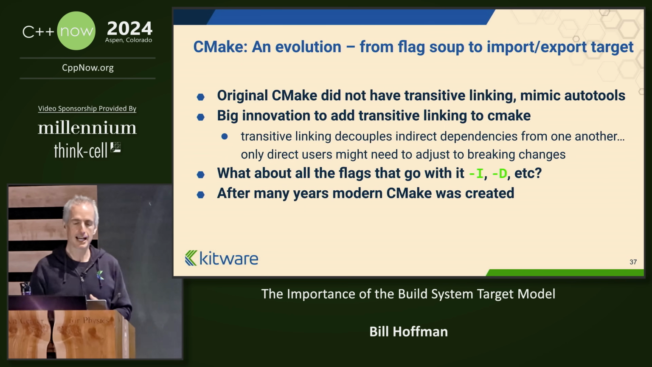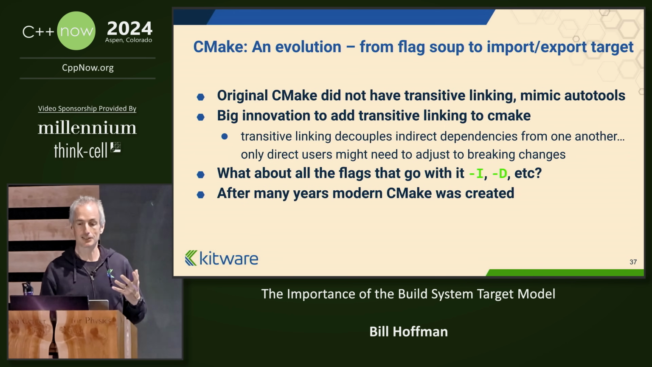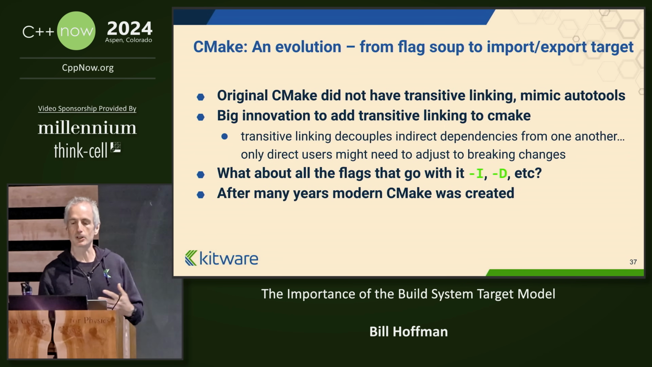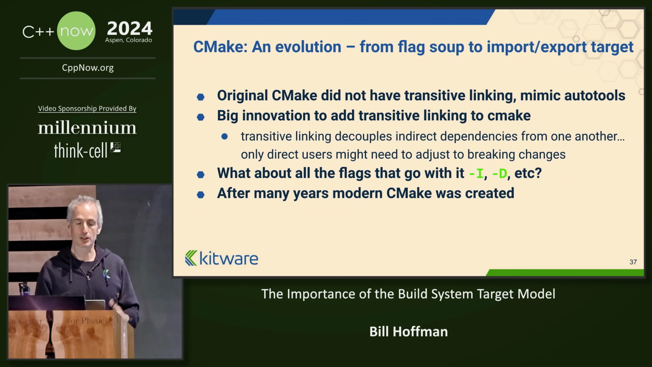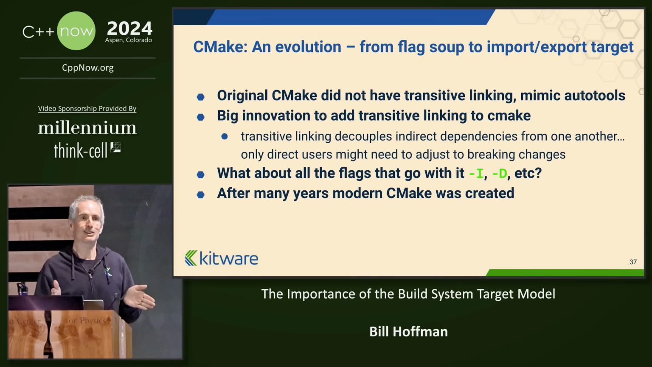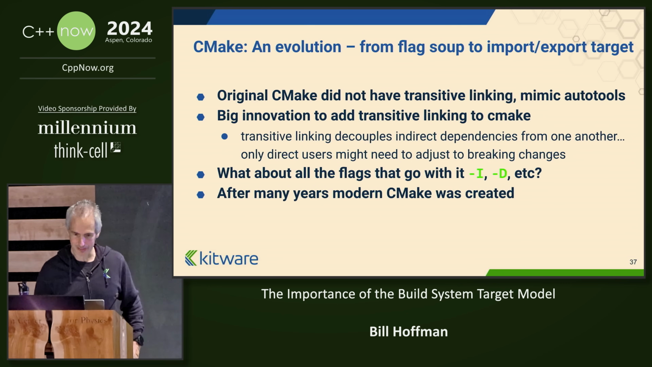So CMake really had an evolution from sort of this flag soup to the ability to import and export targets. The original CMake didn't even have transitive linking. So you used to just have to stuff all your libraries in a variable, and then you usually repeated it twice so that it could do static linking. Good old days. You can tell with the gray hairs. I know all the old stuff.